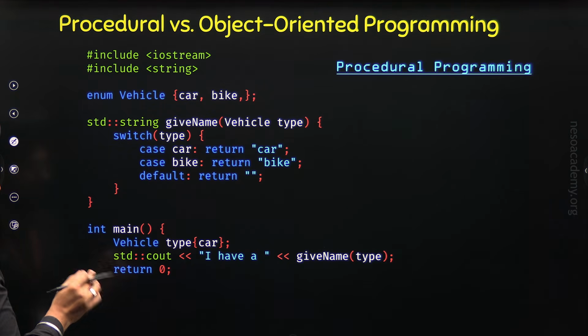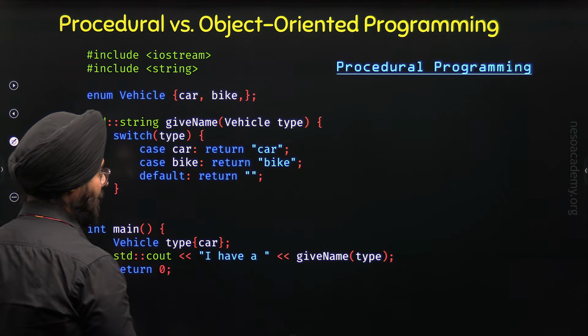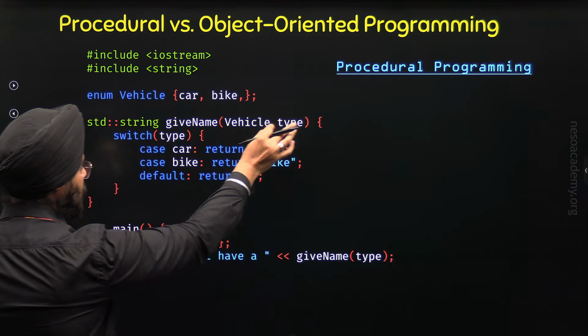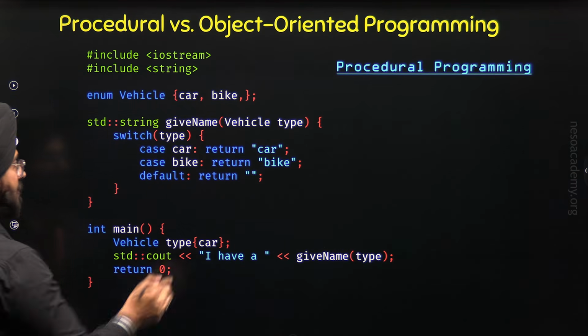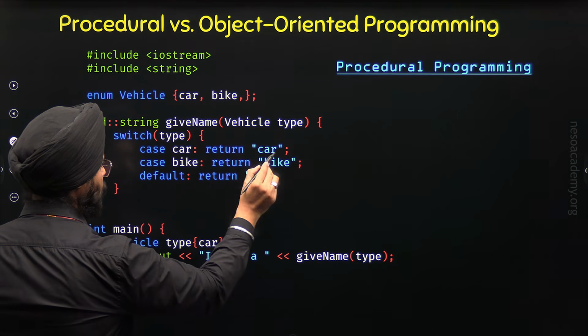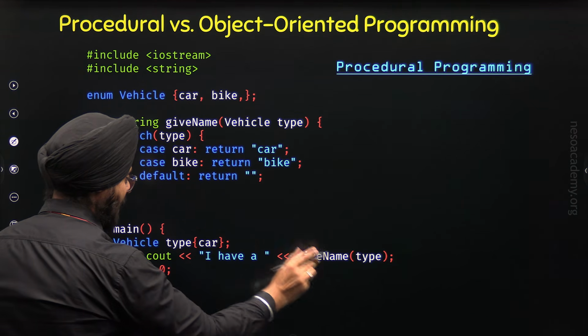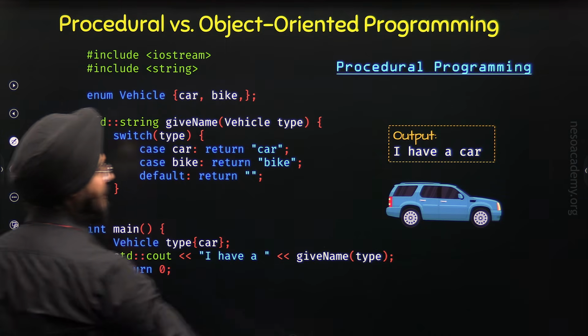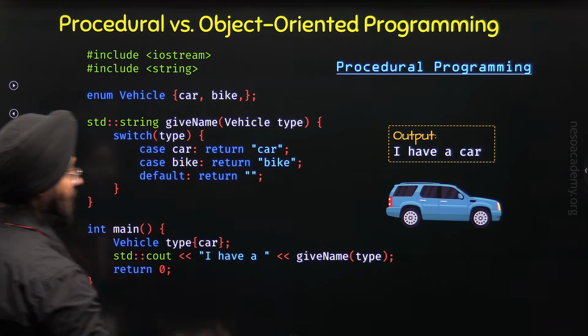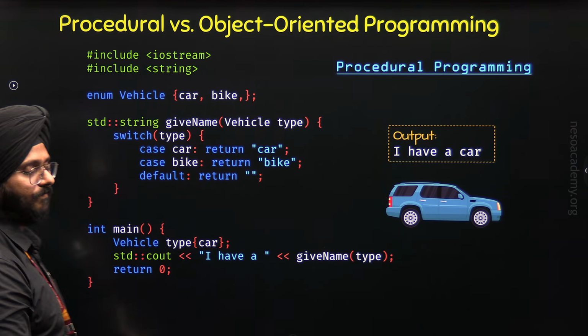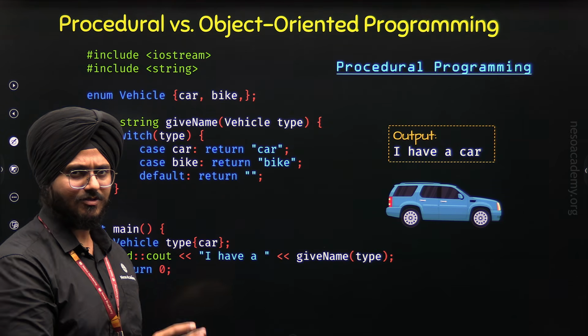Now what will happen? We know the type variable is holding car. So we are indeed passing car to this variable. Now we know this case is satisfied, therefore this string will be returned here. And we will get the output as I have a car when we execute this program. I hope this is making sense to you.